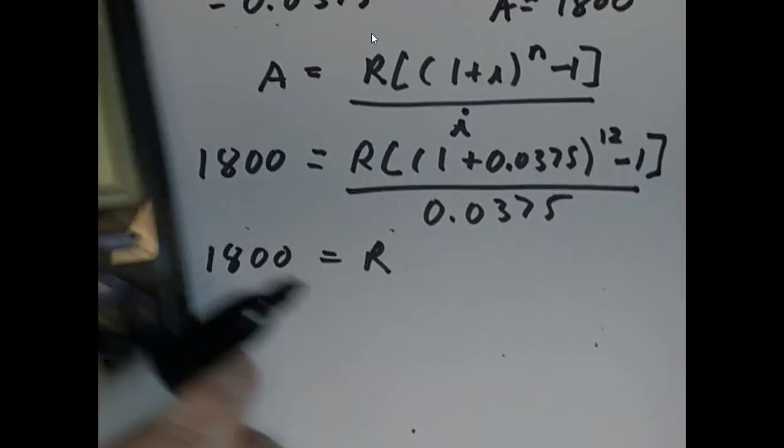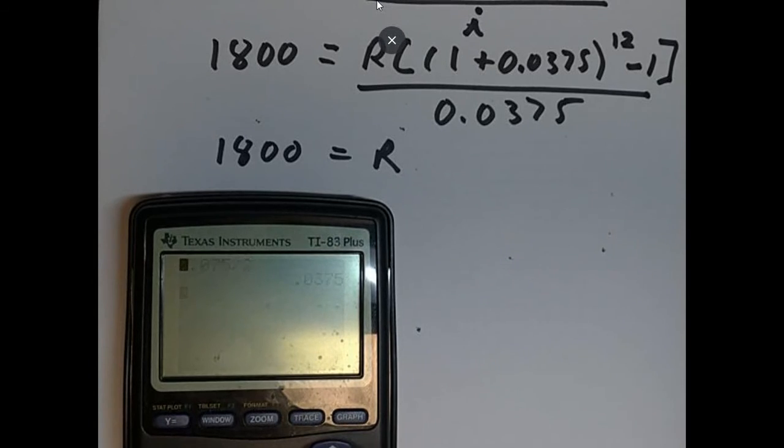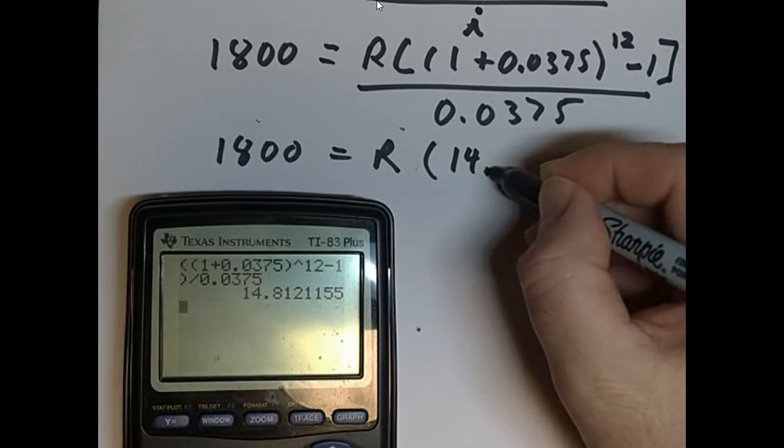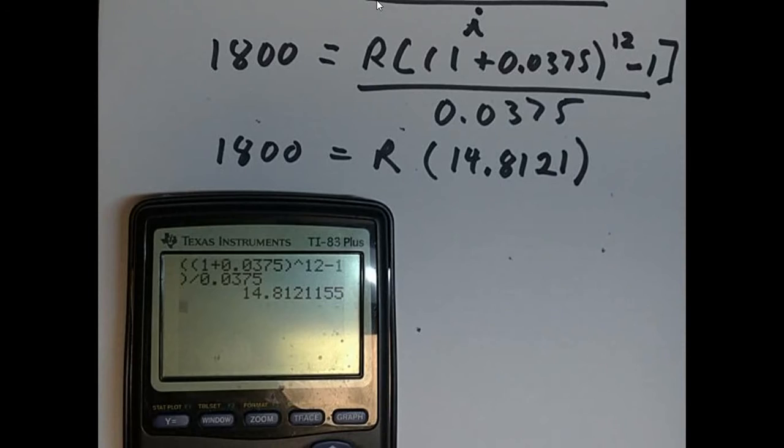Now we go to our calculator. I'm going to punch all that into the calculator. We'll clear here. Bracket, 1 plus 0.0375, close the bracket, to the power of 12, minus 1, close the bracket, divided by 0.0375. We get 14.8121. We'll write as many decimals as we can. The more decimals we have, the more accurate we are.